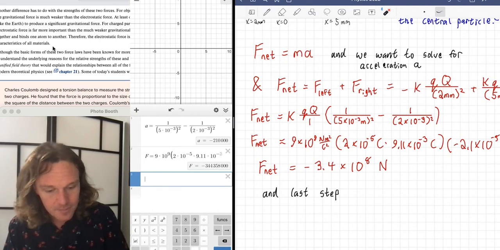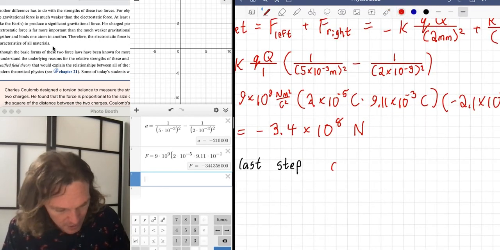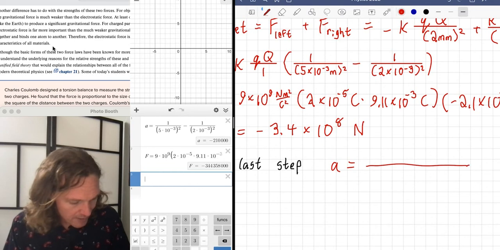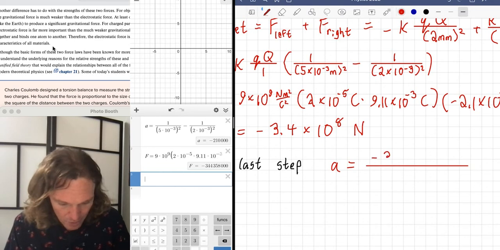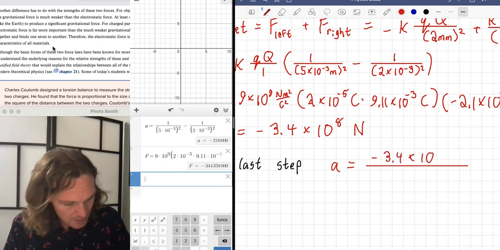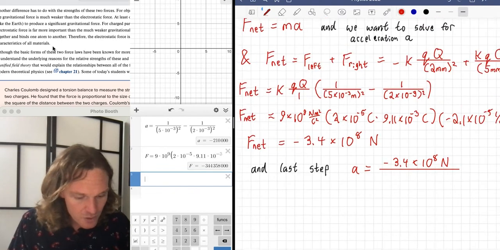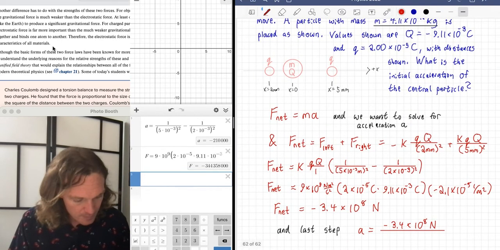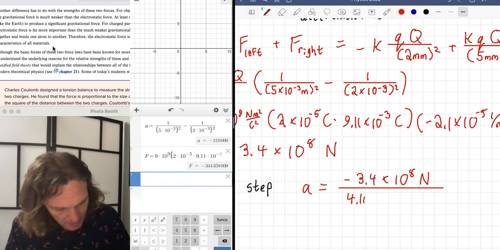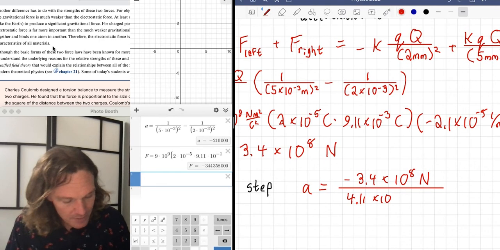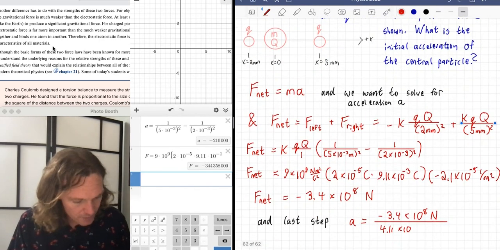Because that isolates a. So our acceleration is just going to be the value we found, negative 3.4 times 10 to the 8 newtons, divided by the given mass, which I think was 4.11 times 10 to the, I forgot, negative 13, negative 12.